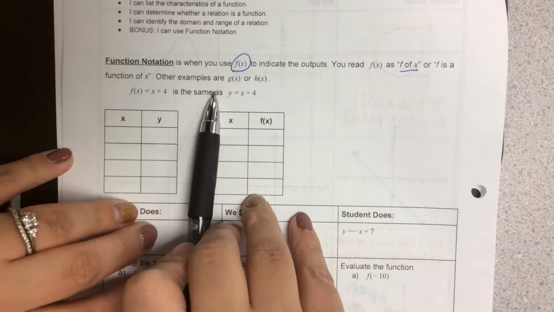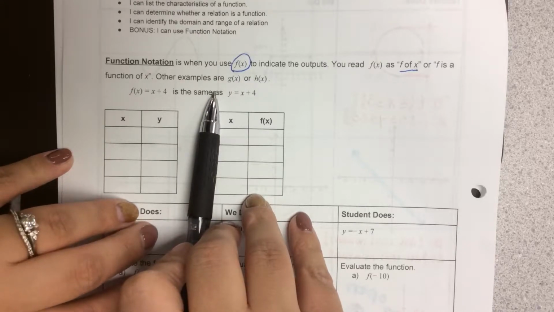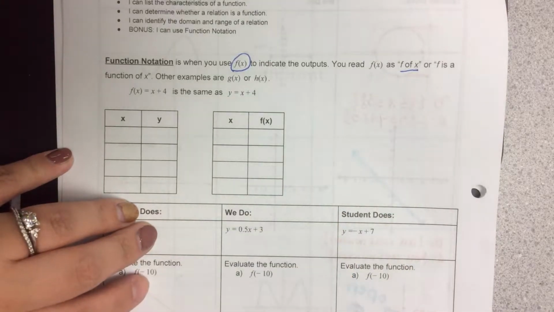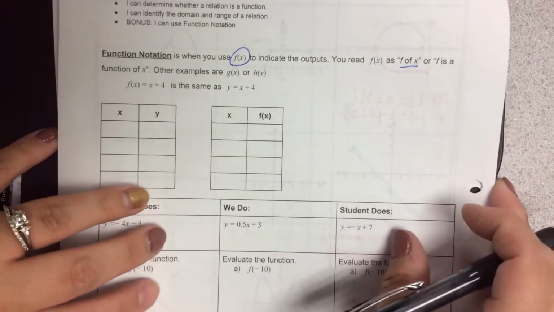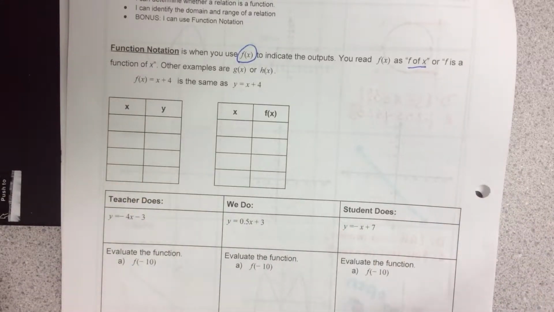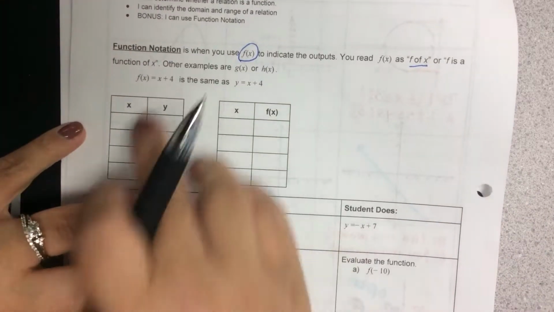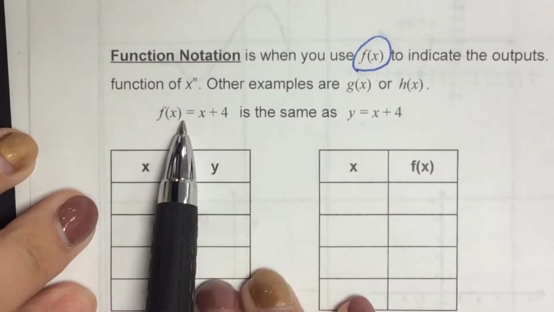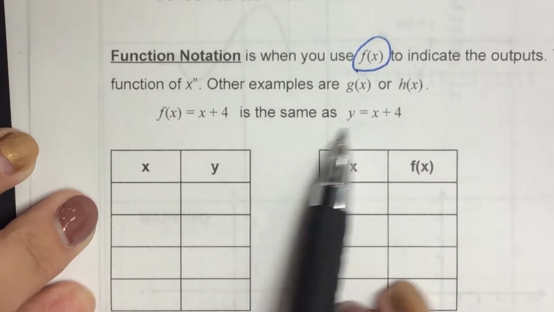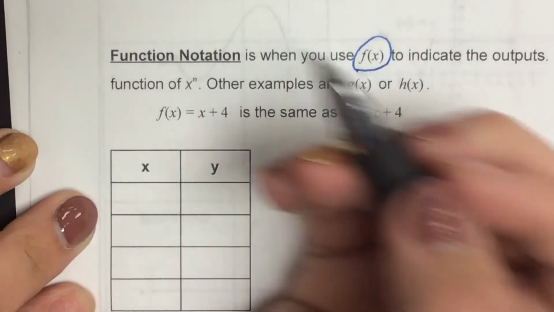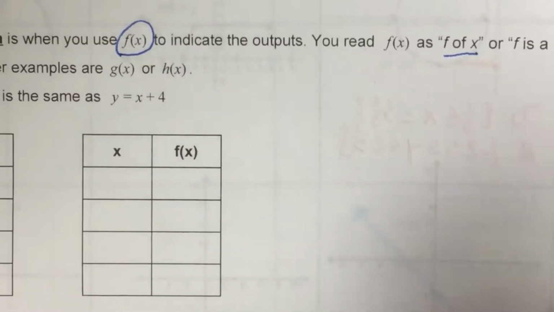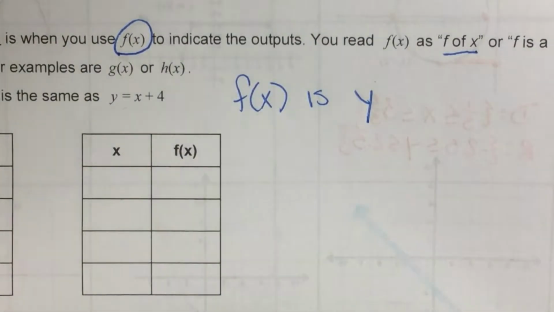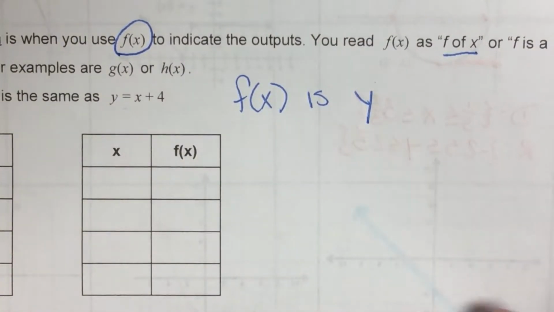If we're dealing with multiple equations, we would name them all different letters. So maybe I have 3 equations. I'm going to use f of x, g of x, and h of x to tell you the difference between whatever equation I'm looking at. F of x is exactly the same thing as saying y. So if you look right here at the top of these tables, f of x equals x plus 4 is exactly the same thing as saying y equals x plus 4. So really the big thing that you need to remember is that f of x is y. Those two things are exactly the same thing.